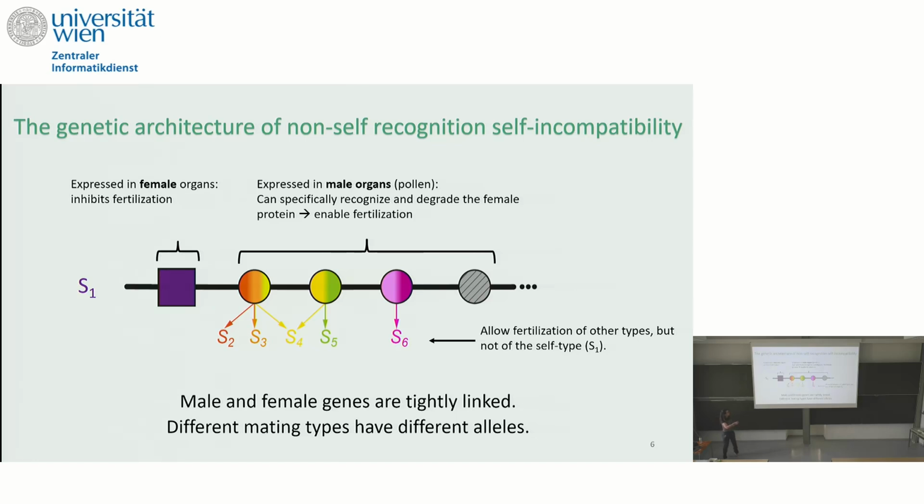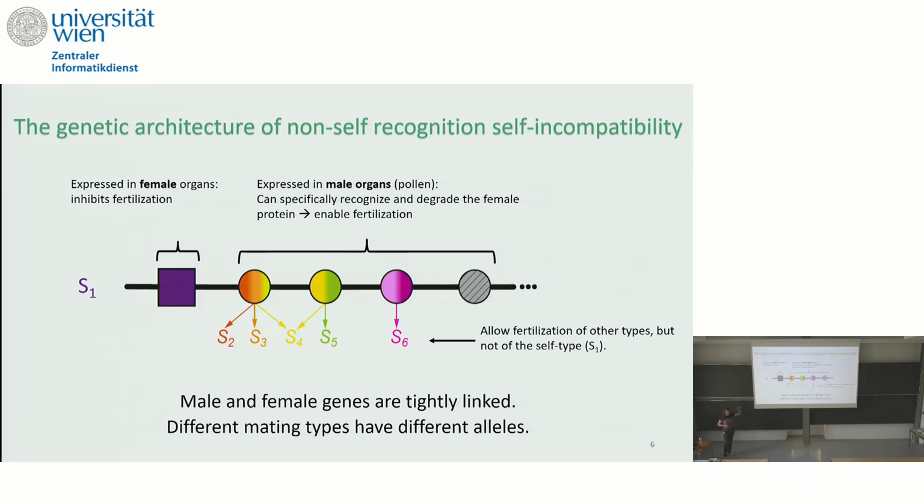Each of them can specifically recognize one or several of the female types, such that collectively they should aim to recognize all the other types in the population except for the self type. So in this example, the female has type S1, and all the males collectively recognize types S2 to S6, but importantly, they must not recognize S1, because if they did, then self-fertilization would be possible.